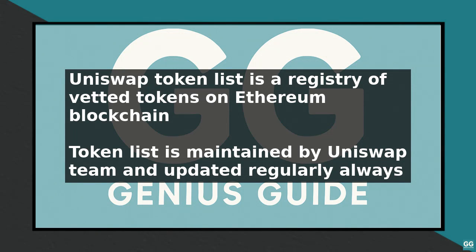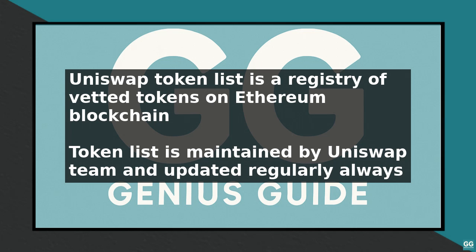Welcome to this tutorial on Uniswap token list, a comprehensive guide to understanding this essential component of the Uniswap ecosystem. Uniswap is a decentralized exchange protocol that enables the trading of cryptocurrencies on the Ethereum blockchain. The Uniswap token list is a curated list of tokens that are supported on the Uniswap platform, allowing users to trade and interact with these assets.